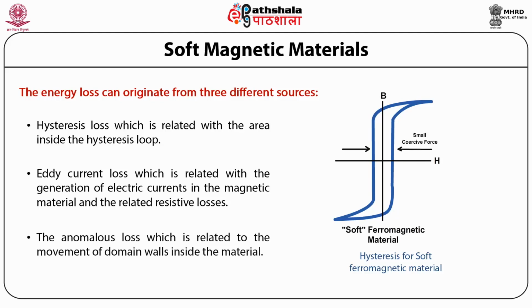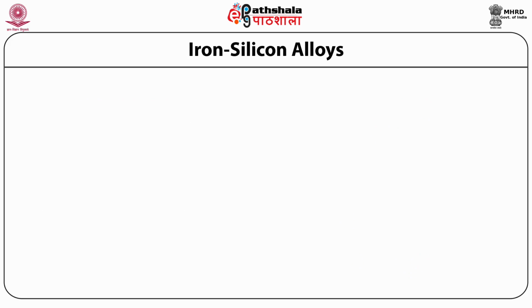Third is the anomalous loss, which is related to the movement of domain walls inside the material. The anomalous losses can be reduced by having a completely homogeneous material within which there will be no hindrance to the motion of domain walls. As we have seen in figure 1, the hysteresis loop for a soft ferromagnetic material has a very small coercive field. As a result, the magnetization can easily switch from one direction to the other with the application of a small field.